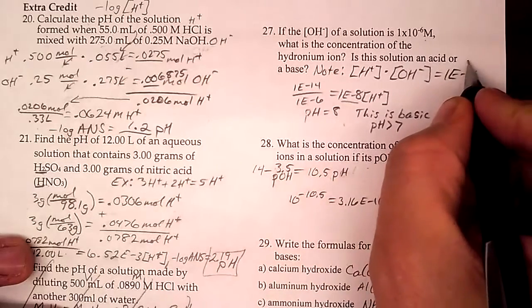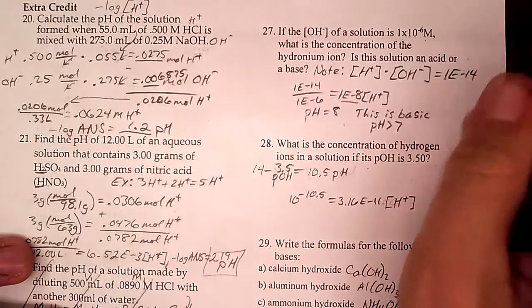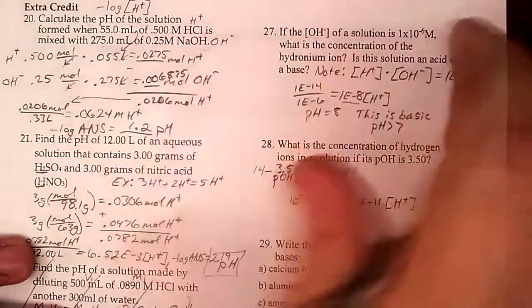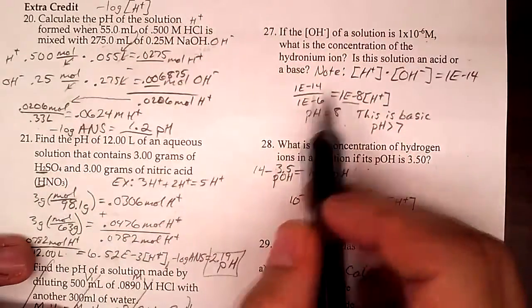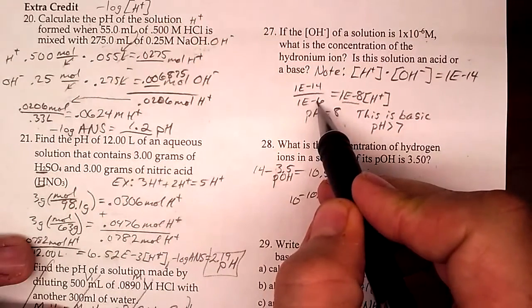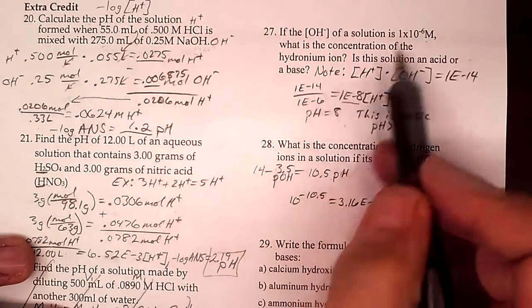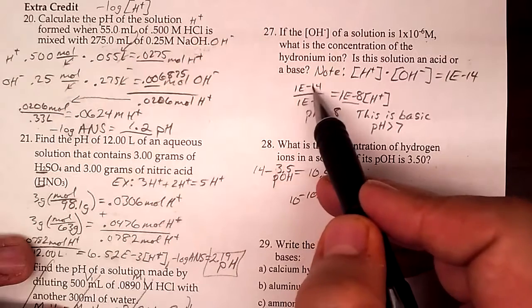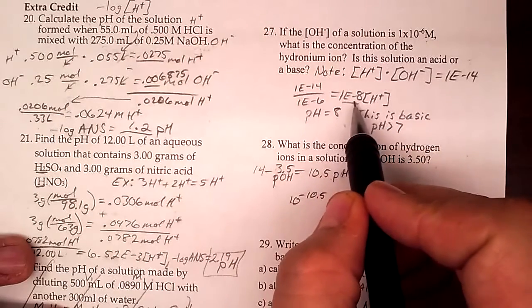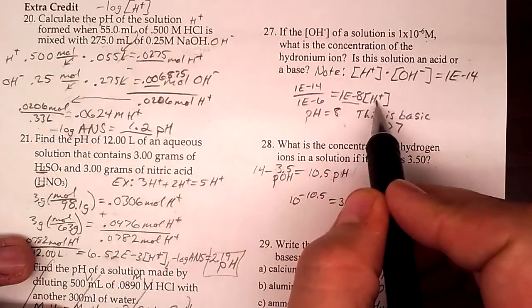So I'm going to take the value of the one I do know, OH minus, and divide it under 1 times 10 to the negative 14. And that will give me the other one. That will give me the molarity of H plus.